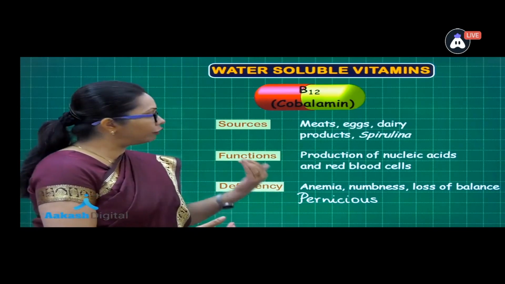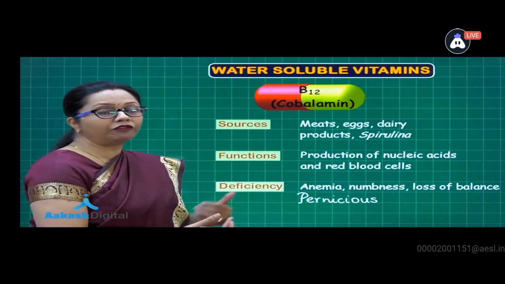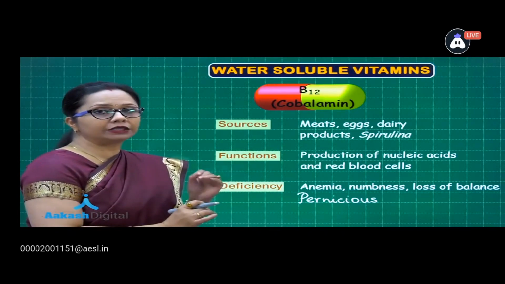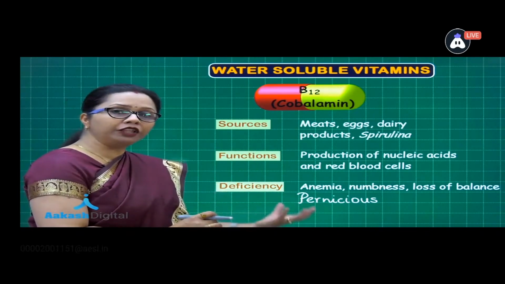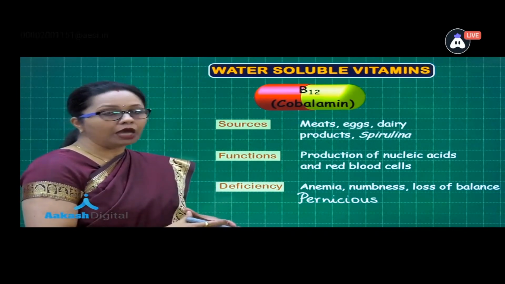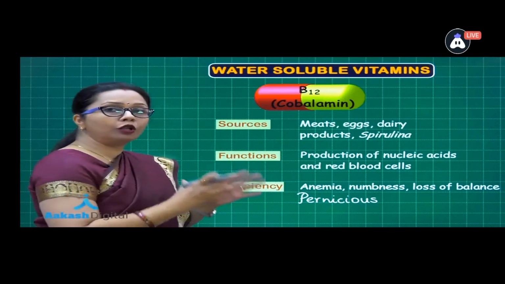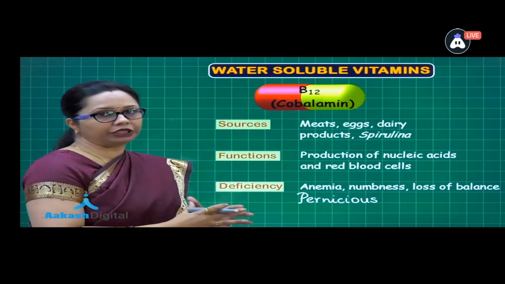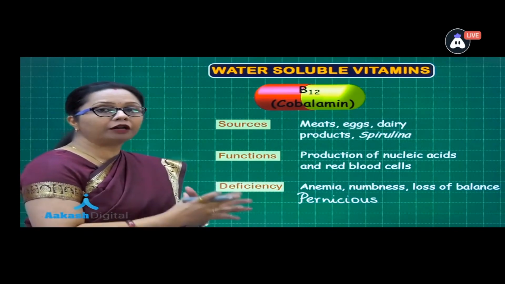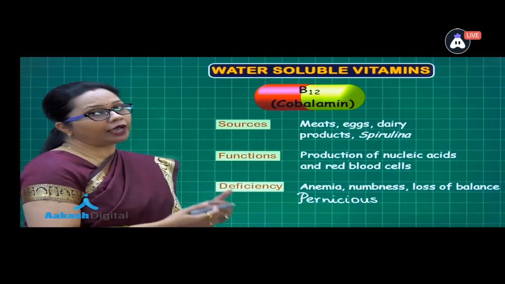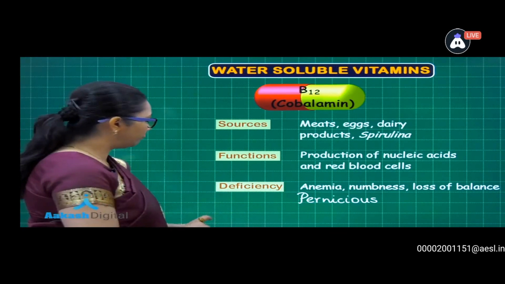So if you remember from this topic itself that we have discussed that the parietal cells in the stomach secrete Castle's intrinsic factor which binds with B12, and then only B12 can be absorbed. And this B12 is also synthesized by our symbiotic bacteria which live in the cecum and the colon. So some amount of B12 will be obtained as a product from those bacteria.